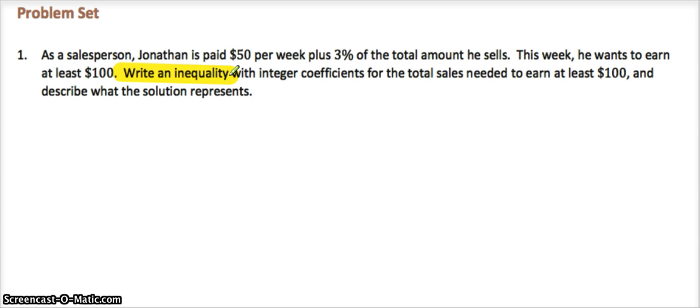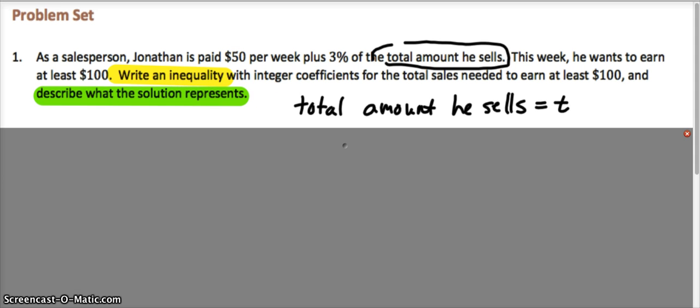I'll show you the correct inequality, then give you some time to solve it. Then you'll need to describe what does your solution actually mean, what does it represent. So we'll do this step by step. First of all, I want you to try and write the inequality on your own and then come back and check your work. So the first thing here is we've got to identify a variable, and what we don't know is the total amount that Jonathan sells. So I've identified that total amount that he sells as T. You might have identified it as a different variable. It doesn't matter as long as you have one.